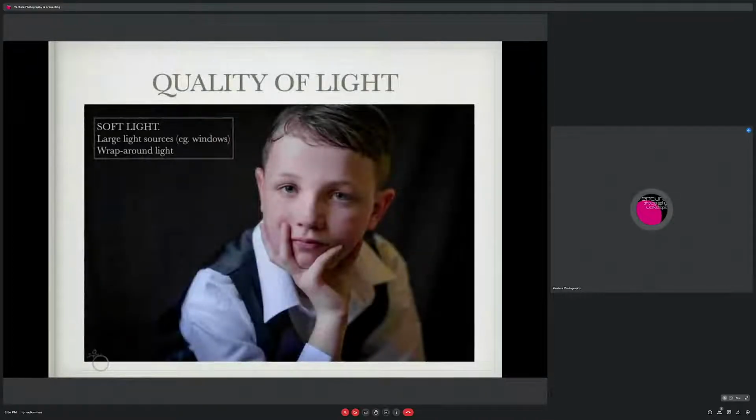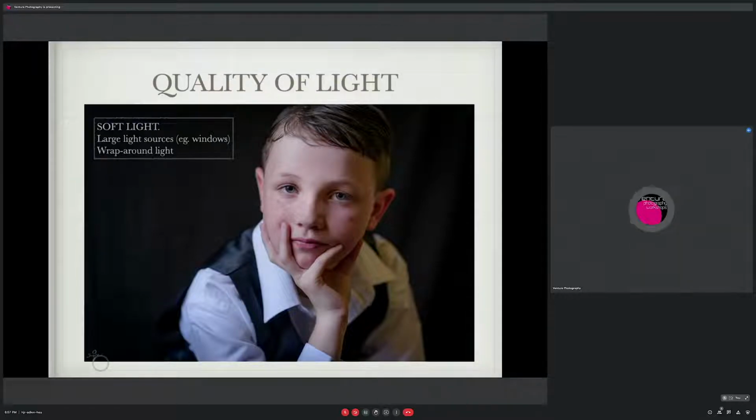There is soft light, which comes from very large light sources like windows, and putting someone close to a window. Soft light wraps around the person. If it's talking about the face, it wraps around the face. So it lights the part of the face that's facing the light, and it wraps around and almost goes around the part of the face that is away from the light.